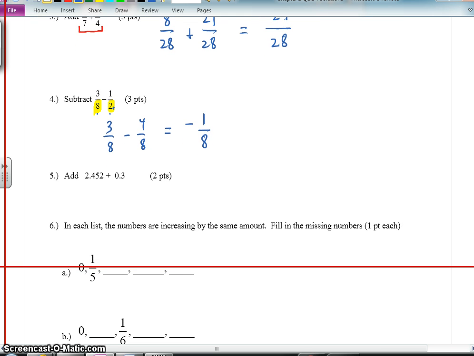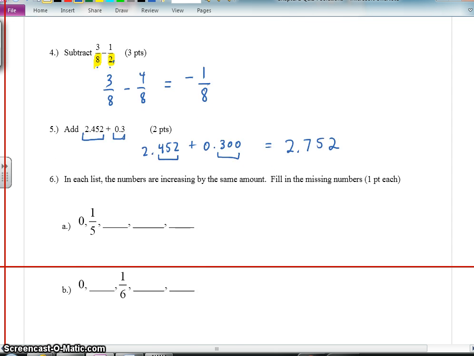All right, number 5. It asks you to add this, which is to the 1,000th place, and this is to the 10th place. One way to look at it is that 0.3 is the same as 300 thousandths. So all we have to do is add 452 and 300, and we get 2.752.